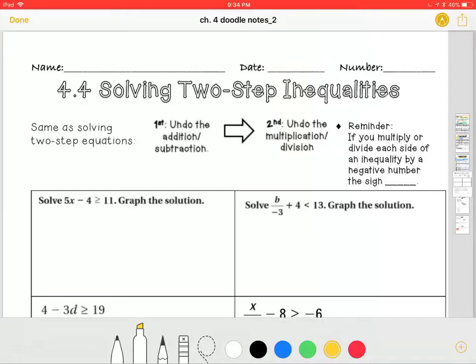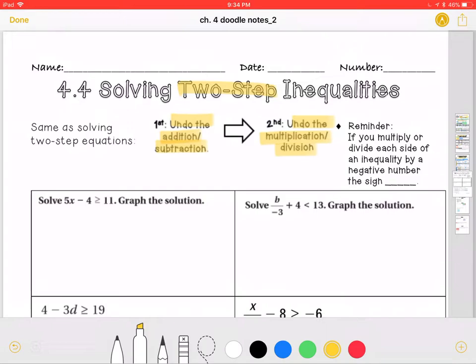Lesson 4, solving two-step inequalities. All right, we're getting into our two-step. We just focused on what happens when there's just one thing to do, or one step. Now it's our two-step. Just like with two-step equations, the first thing we want to undo is the addition or subtraction. And then we want to undo that multiplication or division.